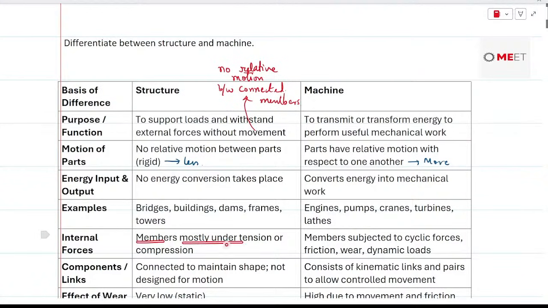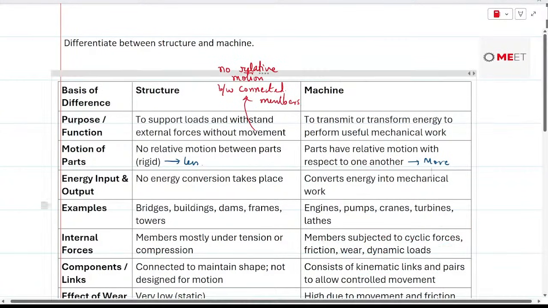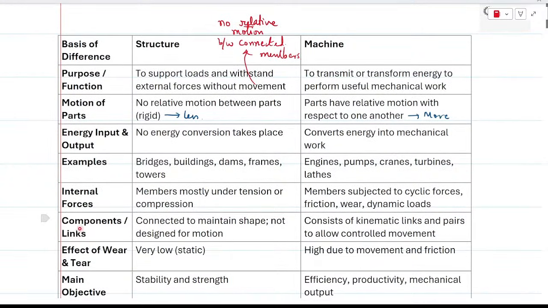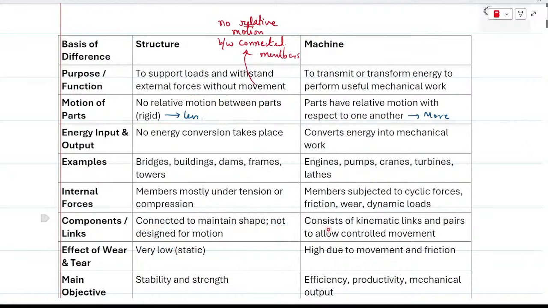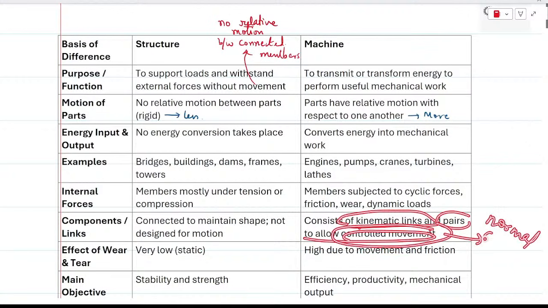The members in the structure are subjected to tensile and compressive forces, whereas the nature of force in the machine is cyclic forces, friction forces, and dynamic loads. Impulsive loads are also part of it. Next, components and links are connected to maintain the shape and not for the motion. No relative motion, and the same is reflected here also. Next, the machine consists of kinematic links and pairs that allow controlled movement. This controlled movement tells us more about the normal working of a machine.